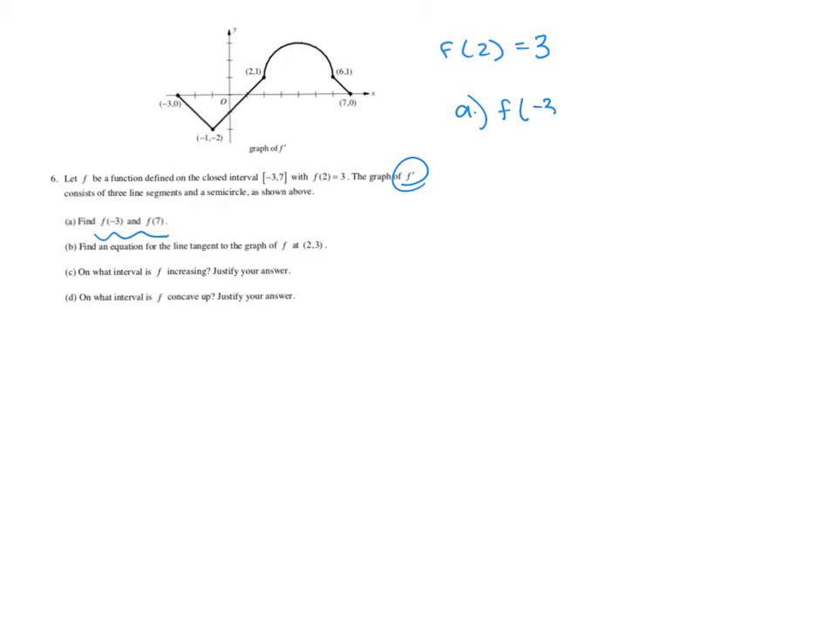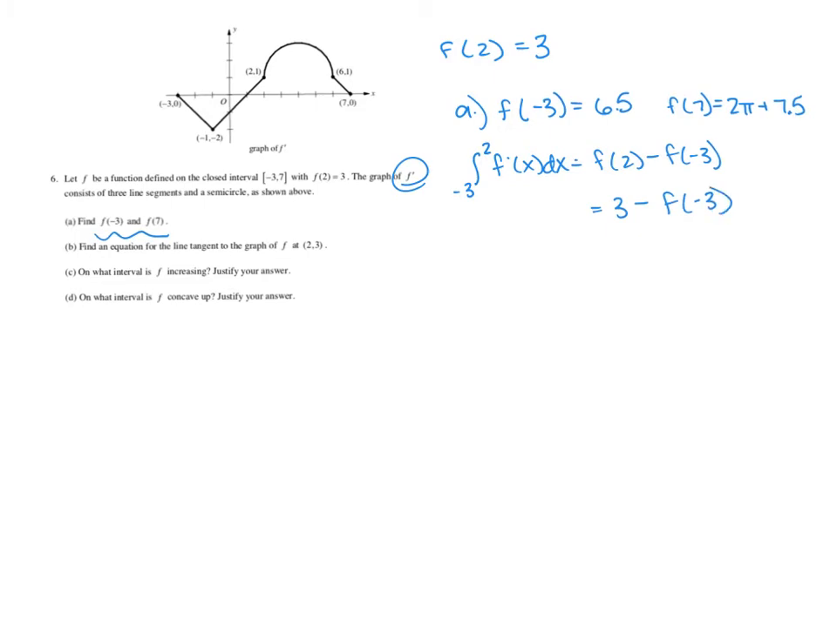The first part, f of negative 3, the answer is going to be 6.5. And the second part, f of 7, is going to be 2 pi plus 7.5. And to talk about how to do those, f of negative 3, I'll do first. So we're going from negative 3 to 2 of f prime, which is going to be f of 2 minus f of negative 3. We know that f of 2 is 3. We're looking for f of negative 3.